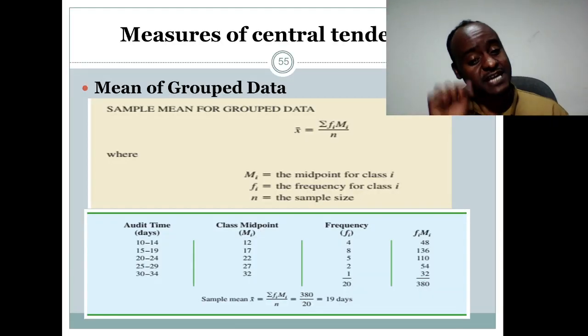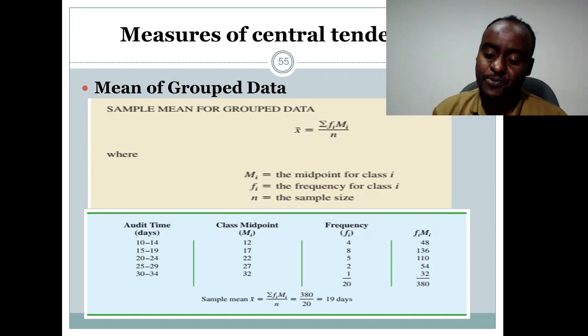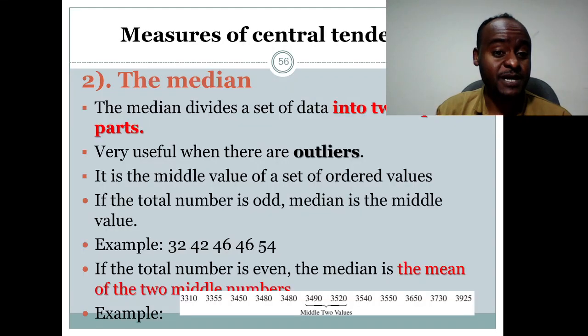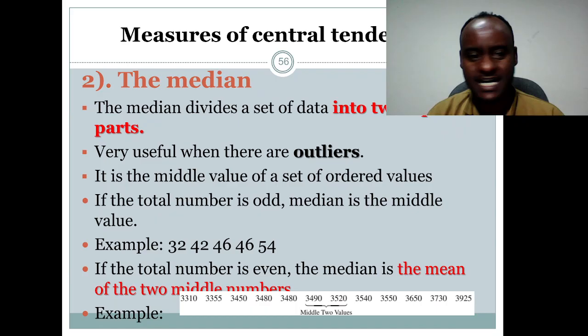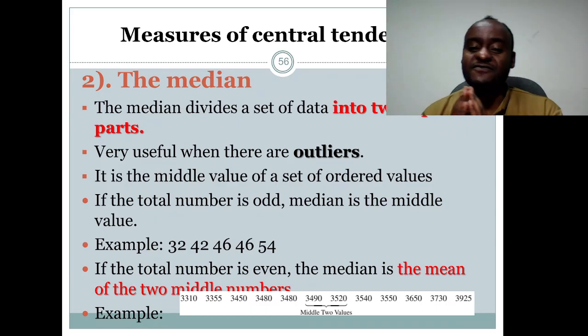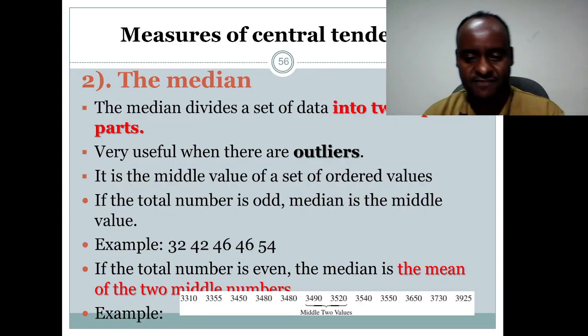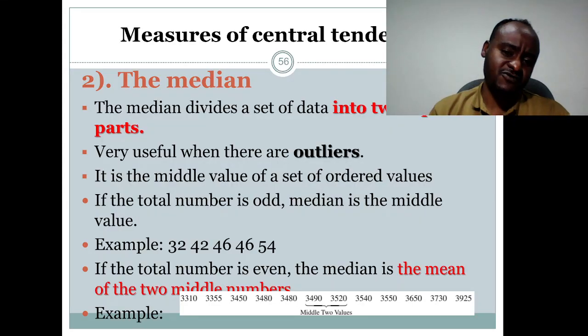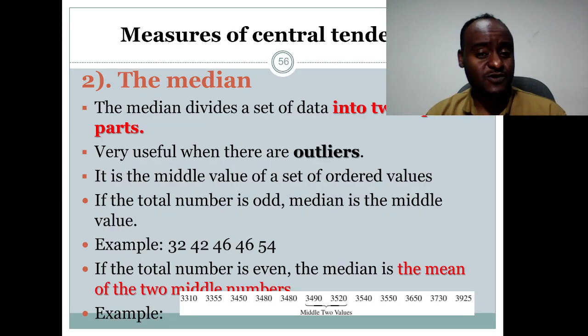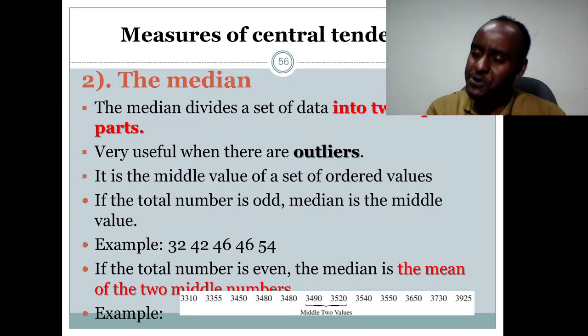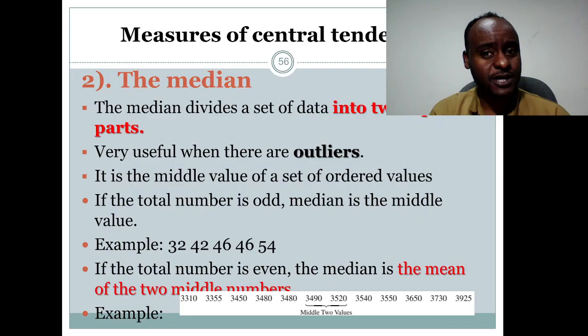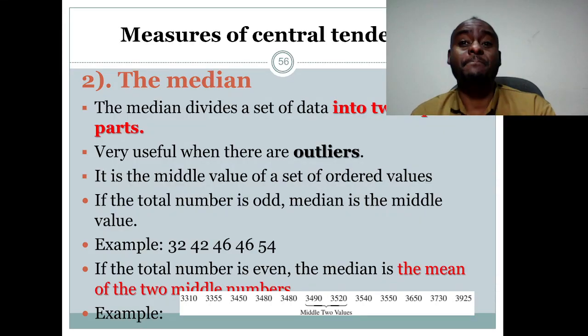So if there is an outlier, using the mean is not appropriate. In that context, you had better use the median. What is the median then? The median divides the set of data into 2 equal parts. The median is the middle value. It is very useful when there is an outlier. If your data set has an outlier, you don't need to use the mean. Using the mean is not appropriate. Therefore, what do you need to use? The median.